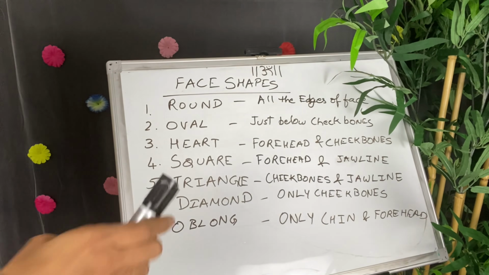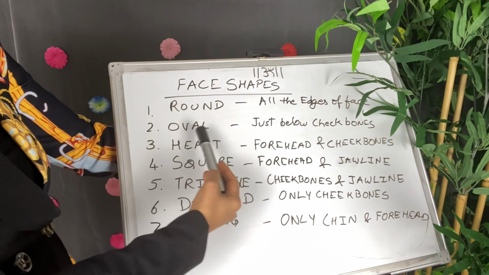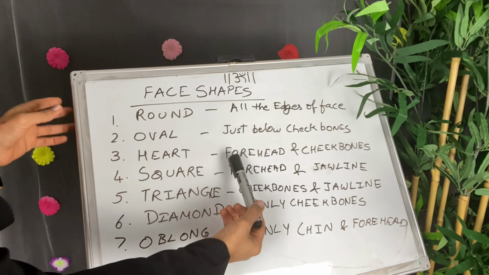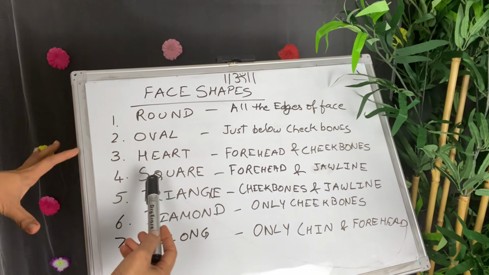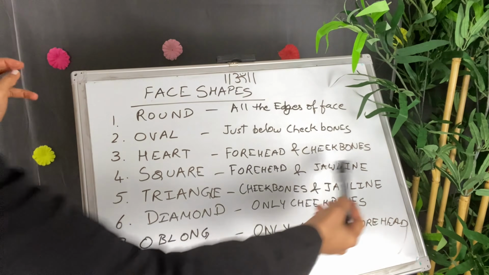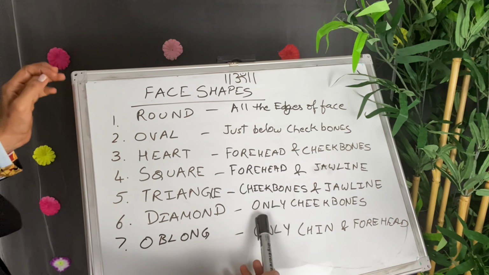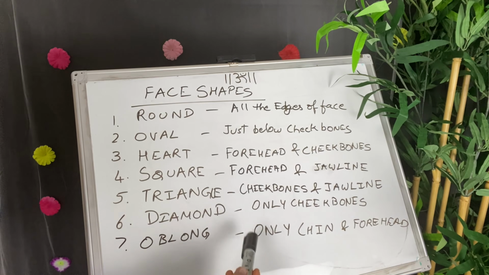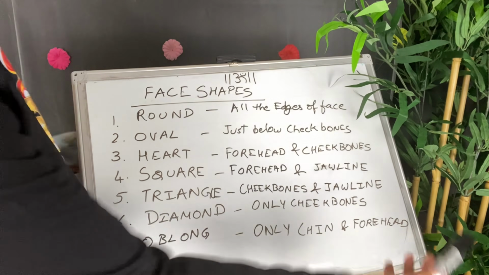So if you see here, round you have to contour all the edges of the face. Oval you have to just contour below the cheekbones. Heart face shape, again forehead and cheekbones you have to contour. Square is forehead and jawline. Triangle you have to contour the cheekbones and jawline. Diamond you have to contour only their cheekbones because everything else is narrow. And oblong you have to just contour your chin and forehead.